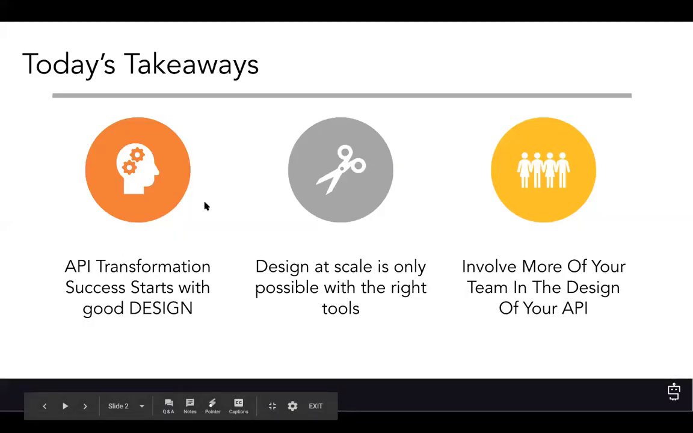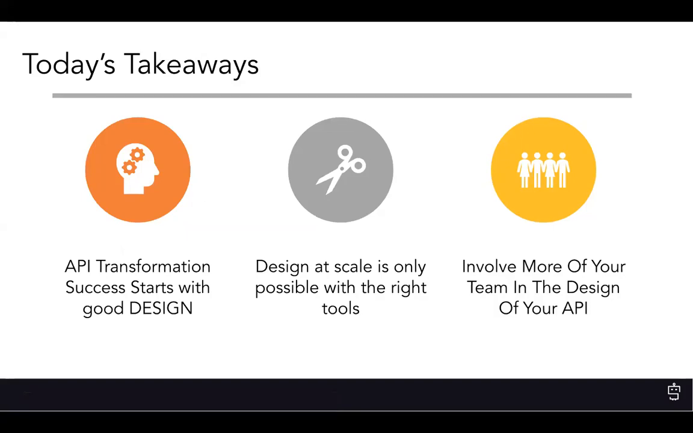Today's takeaways are a bit like the last webinar, which is we want you to really walk away with the understanding that API transformation really does start with good design. And design to scale is really only possible with the right tools. The whole point of the Stoplight tool is to involve more people in the design of your API, so that you don't end up designing something that no one wants.